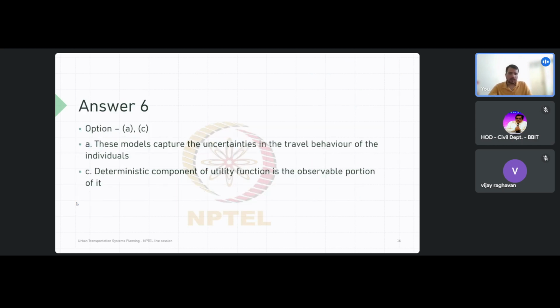So models will capture the uncertainty in travel behavior because we have the error term, and deterministic component is the utility function defined by the analyst.